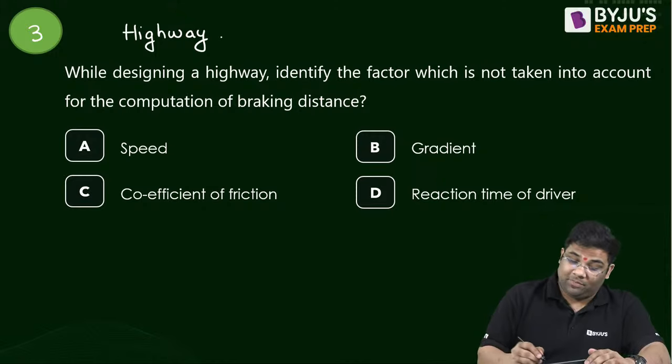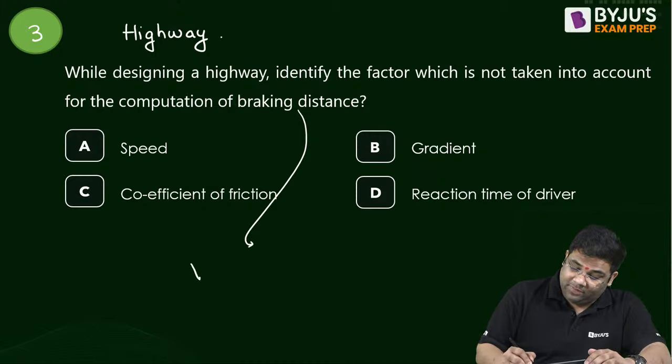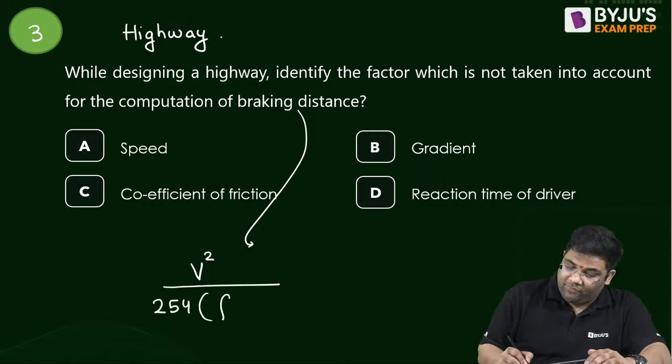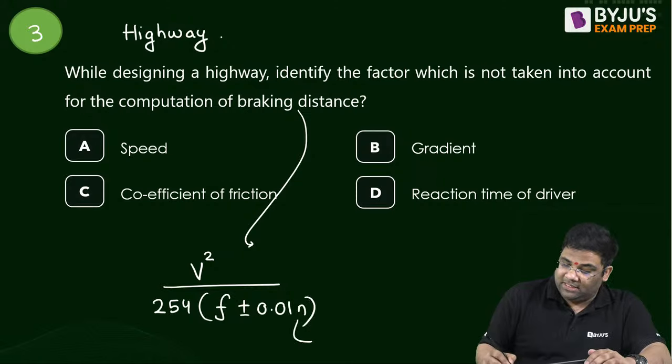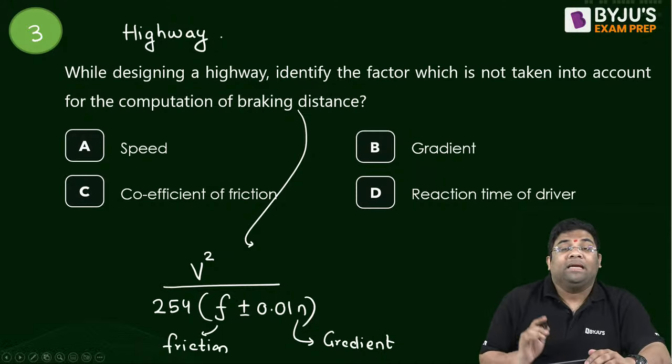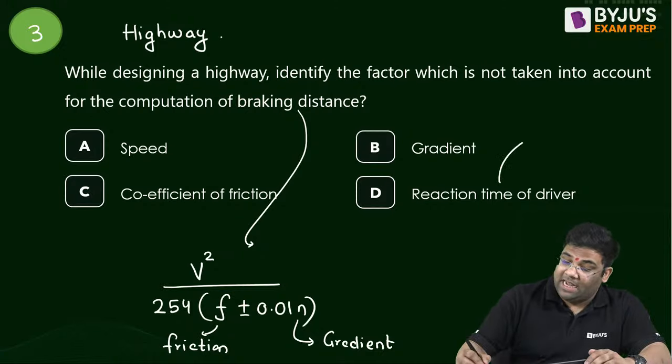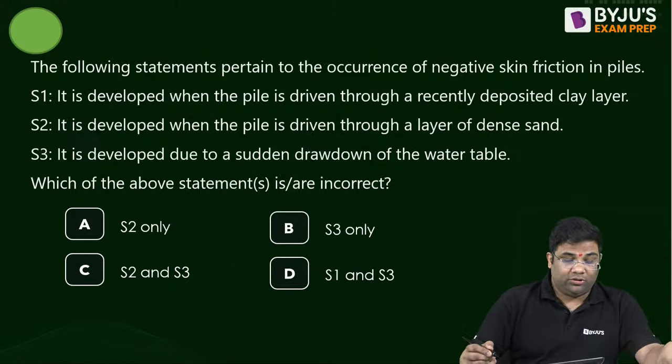Yes, reaction time. See, braking distance is what? It is V square by 254 (F plus minus 0.01 n). So this is the gradient. It depends on gradient, it depends on friction, the coefficient of friction, and it depends on the design speed. It doesn't depend on the reaction time. Reaction time decides the lag distance. So the answer is D. Next question, question number 4.